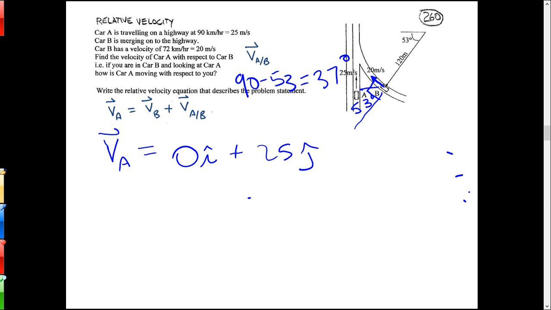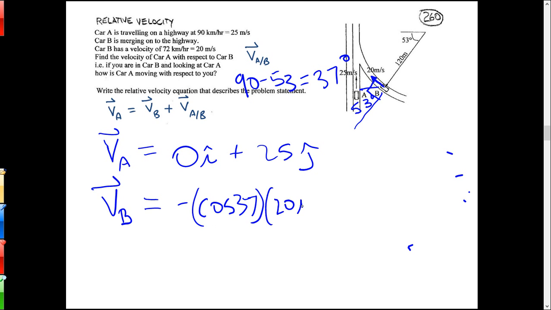All right, so up left, 37 degrees. So now I can get a vector expression for VB. And what do I got? So I'm with the horizontal there, so that 37 degrees is with the horizontal. I'm going to the left, so that'll be negative for left, cosine 37 times 20. And that's the I component. And then I'm going up, so that'll be sine 37 times 20. And that'll be the J. Okay?